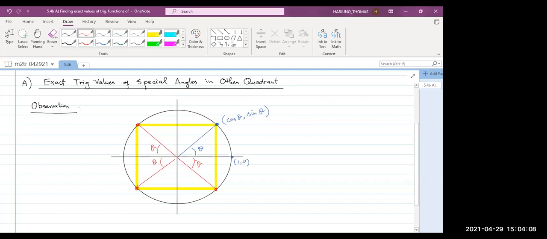Now, at the same time, these four coordinates are actually related in the way that, for example, this guy here is the reflection with respect to the y-axis. So this equals negative cosine theta, sine theta, where theta is the reference angle, right? This guy is negative cosine theta, negative sine theta.